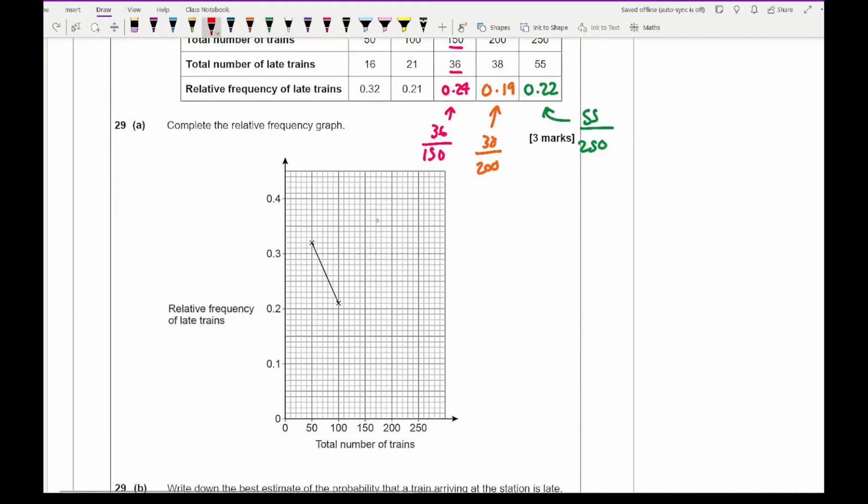So here I've got 0.19, which is there. Then no, it isn't. I've marked that one wrong. So let me just go back and change that. So the next one's actually 0.24, which is there. The next one is 0.19, which is there. And the next one then is 0.22, which is there. And then all I then need to do with a ruler, which I'm going to not use, but you should, with a straight line, join those points up, and you should have something that looks like that.